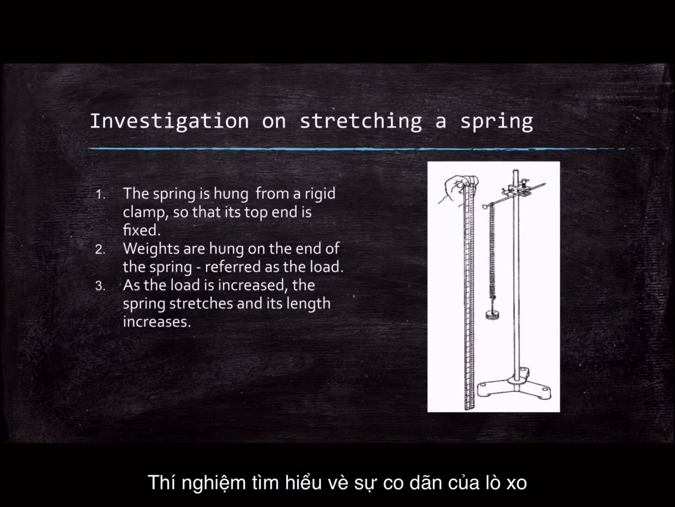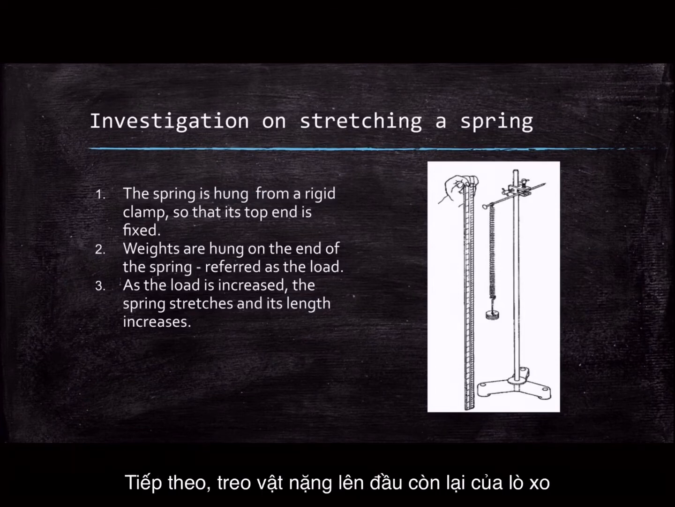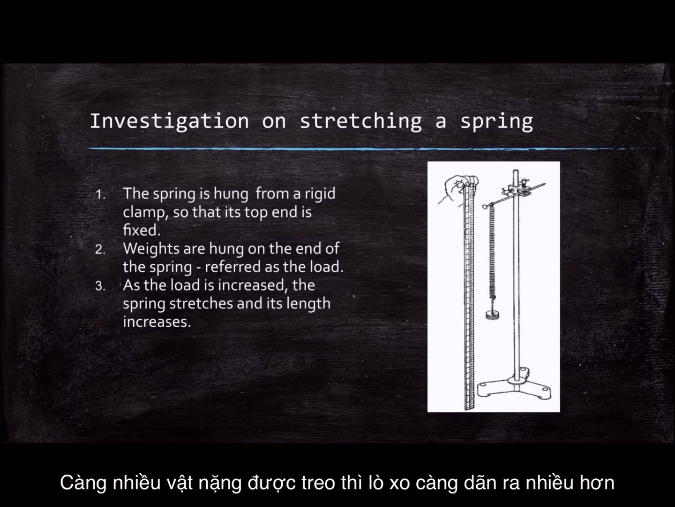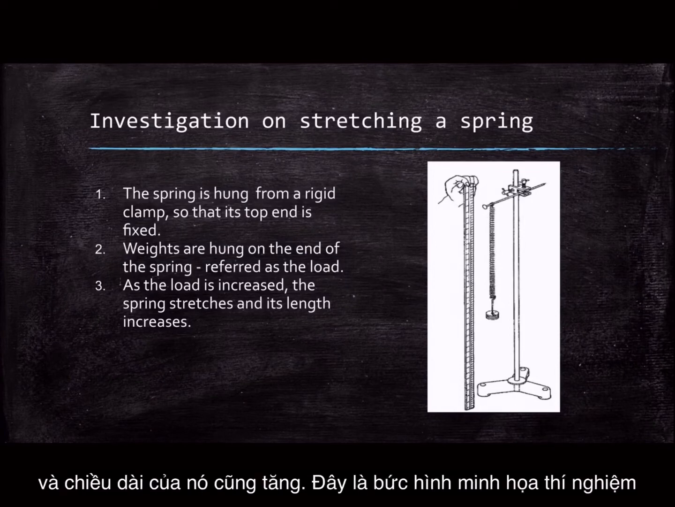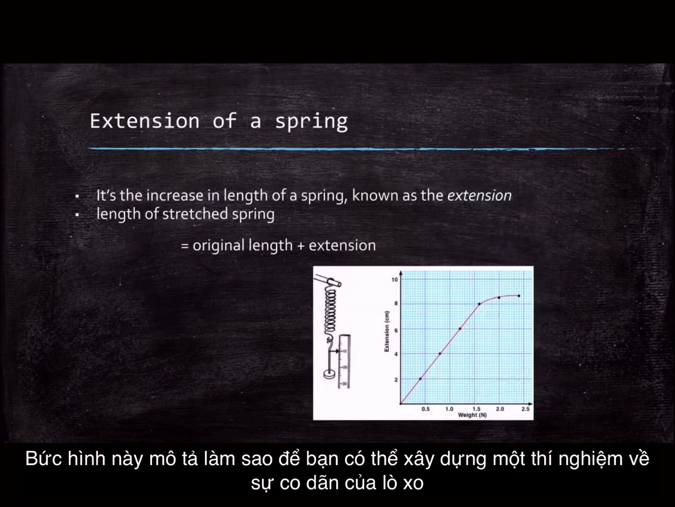Now, the investigation on stretching a spring. Firstly, the spring is hung from a rigid clamp so that its top end is fixed. Secondly, weights are hung on the end of the spring. This is referred to as the load. And thirdly, as the load is increased, the spring stretches and its length increases. The picture illustrates how you can organize an investigation on stretching springs.